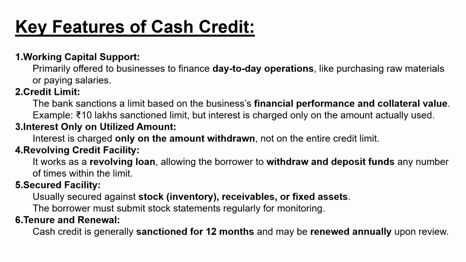The various key features of cash credit are: it provides working capital support to the organization. So, for managing day-to-day operations like purchasing raw material and paying salaries and wages of the laborers in the organization, you can take the help of cash credit. It also has a certain credit limit with the bank. The credit limit is decided on the basis of the financial performance of the business and the collateral value provided to the bank by the consumer, which helps them determine what kind of credit limit will be provided to the consumer.